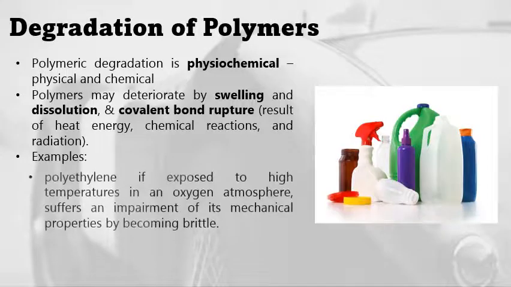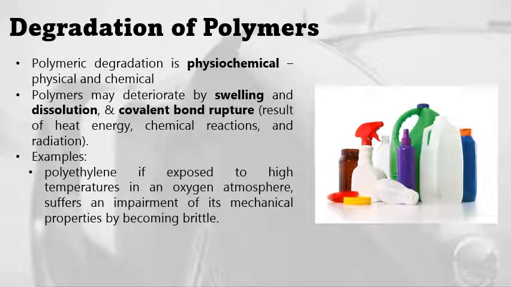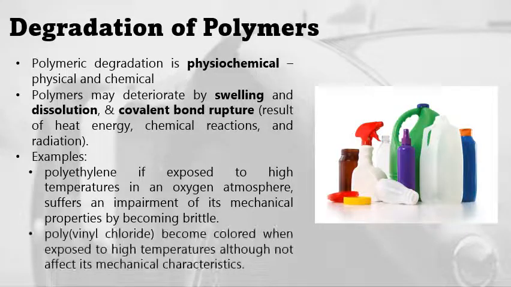To briefly cite a couple of examples of polymer degradation, polyethylene, if exposed to high temperature in an oxygen atmosphere, suffers an impairment of its mechanical properties by becoming brittle. Also, the utility of polyvinyl chloride, or PVC, may be limited because this material may become colored when exposed to high temperatures, although such environments do not affect its mechanical characteristics.